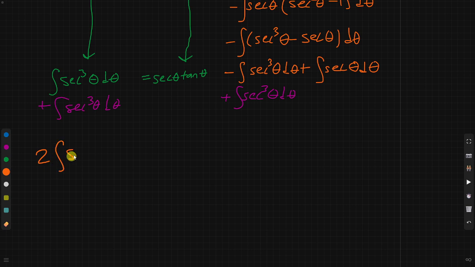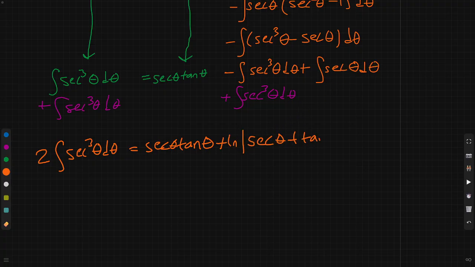2 times the integral of secant cubed theta d theta is equal to secant theta tangent theta, minus and plus becomes 0, just cancels, plus the integral of secant theta d theta, which we know is the natural log of the absolute value of secant theta plus tangent theta plus c. Now to isolate the final integral that we wanted in the beginning, the integral of secant cubed theta d theta, I divide by 2 on both sides.